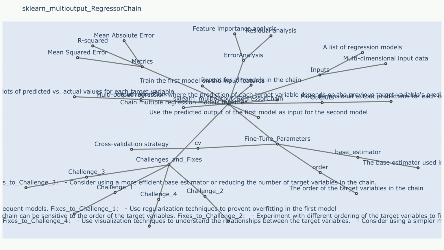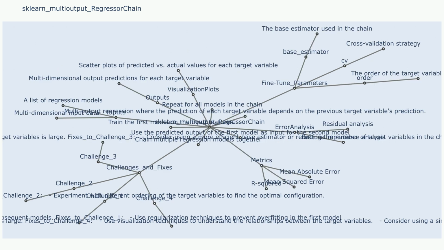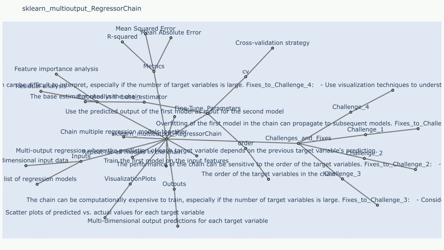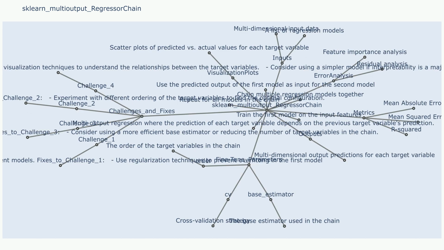Order: the order in which to predict the target variables. This should be a list of integers representing the indices of the target variables. Uncertainty methods. Confidence intervals can be calculated for the predicted values based on the uncertainty of a base estimator. Challenges and fixes. Challenge 1: overfitting on the training data, leading to poor generalization performance on unseen data.